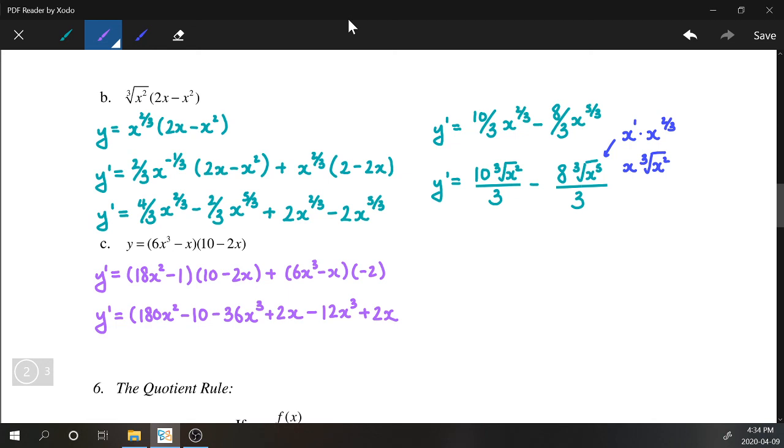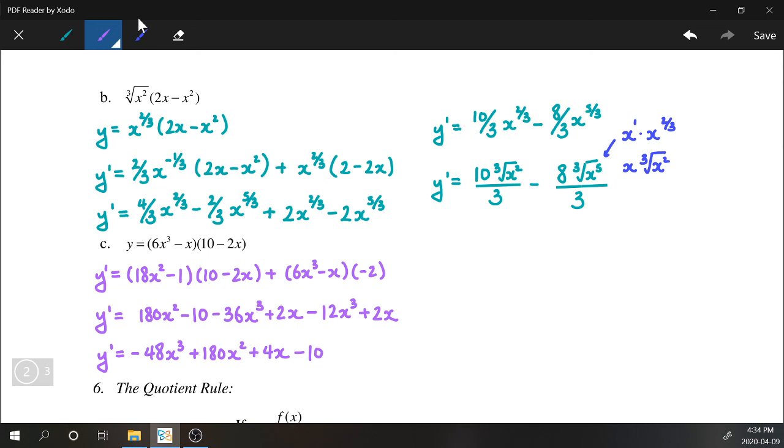And then you'll notice that there are some like terms here. So it will be a good idea to combine those. So we're going to get negative 48x cubed, and then plus 180x squared, plus 4x, and finally minus 10. So organizing the powers of x in descending order.